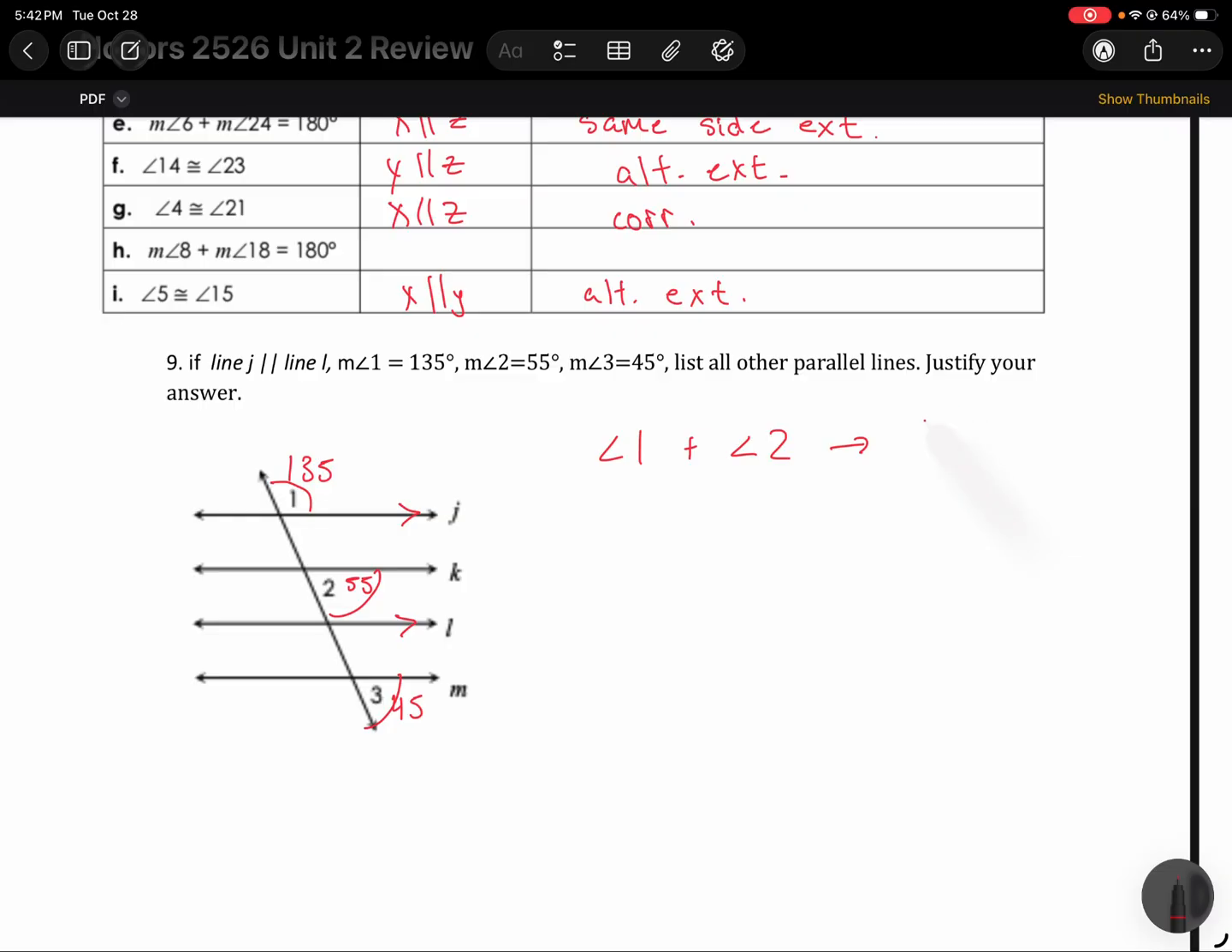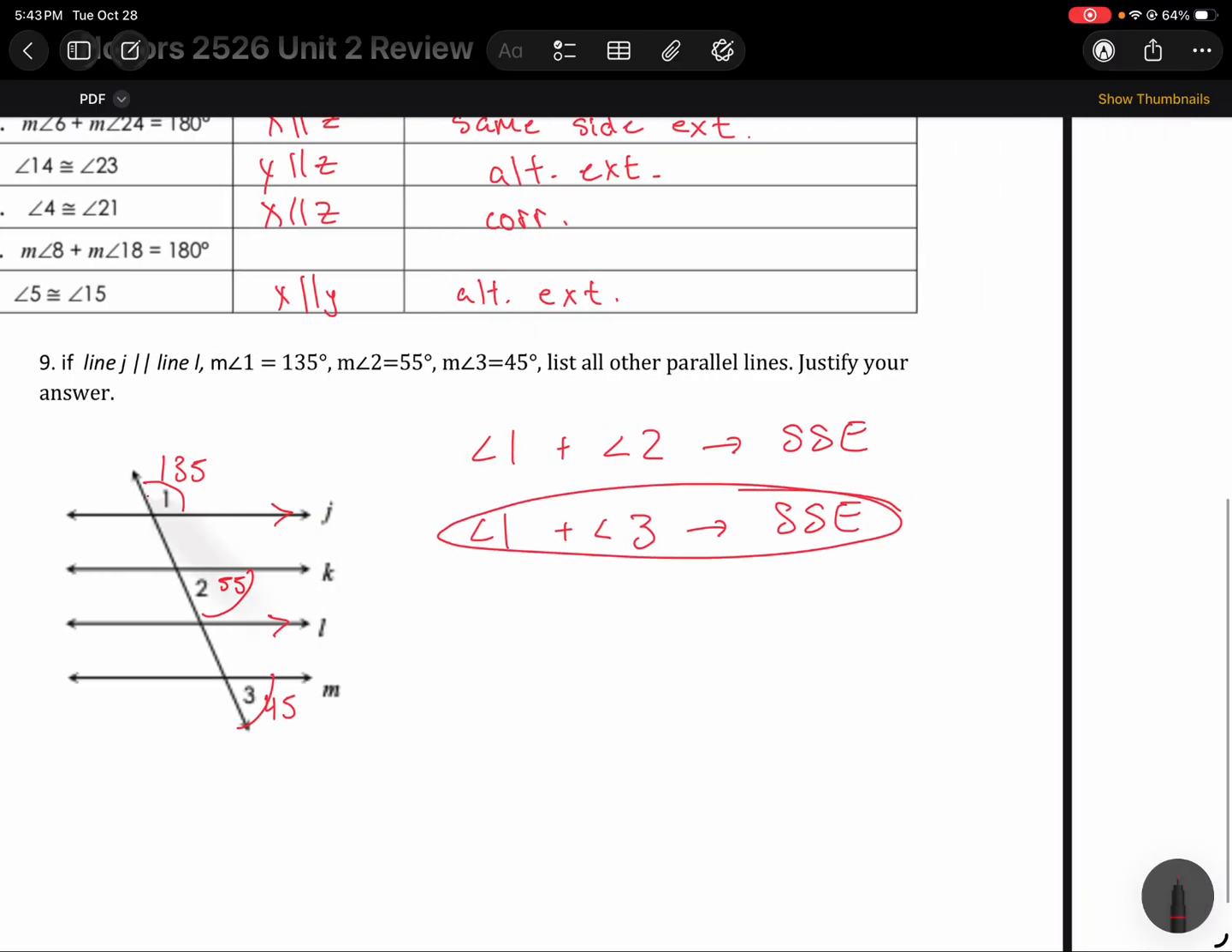should be same side exterior angles, and so should angle 1 and 3. They should also be same side exterior angles. But only one of these is going to add up to 180, and the one that does add up to 180 is going to be angles 1 and 3.